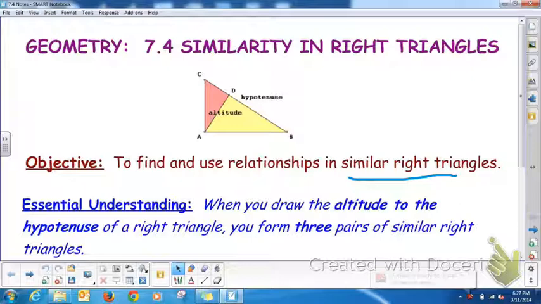If you look here at this diagram on this video, this is the altitude. It's perpendicular to the hypotenuse, so it forms a right angle, which in turn gives you the larger right triangle, CAB, but then you have two smaller ones. After you've drawn the altitude, you have this pink one, DCA, and the yellow one, DAB.